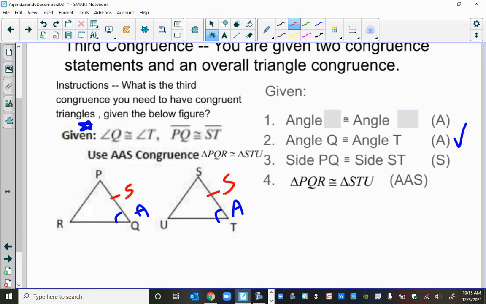Okay, now we need AAS. Now you could also say SAA.